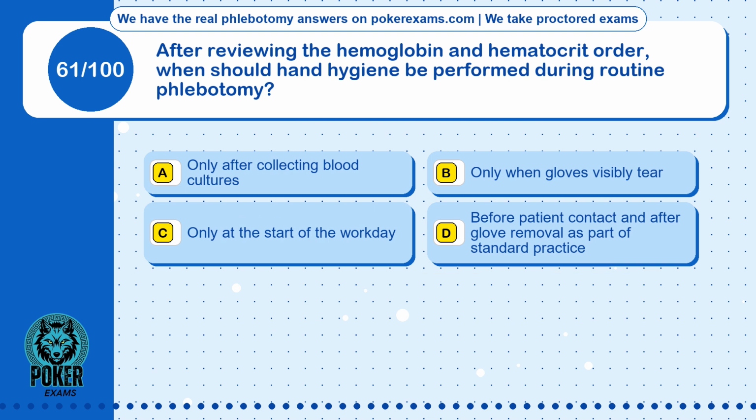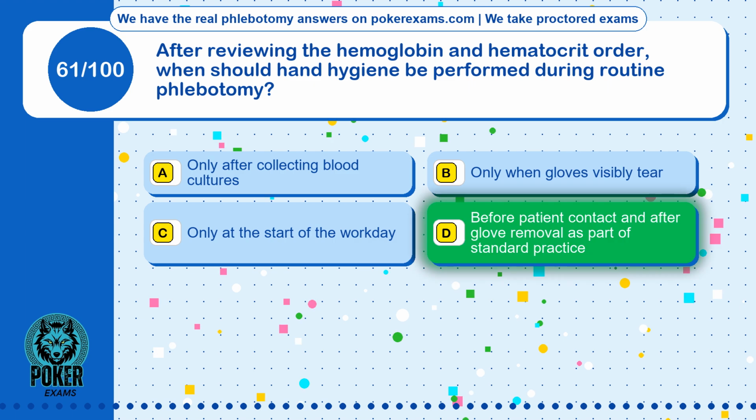Question 61. After reviewing the hemoglobin and hematocrit order, when should hand hygiene be performed during routine phlebotomy? Option A. Only after collecting blood cultures. Option B. Only when gloves visibly tear. Option C. Only at the start of the workday. Option D. Before patient contact and after glove removal as part of standard practice.